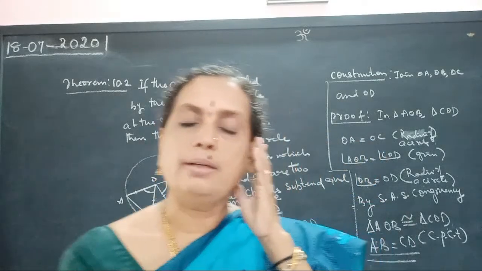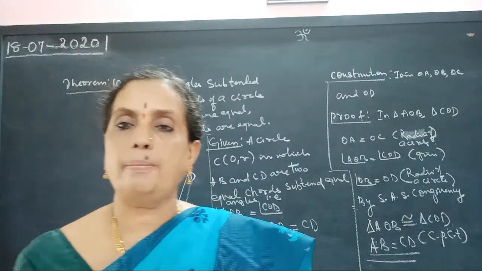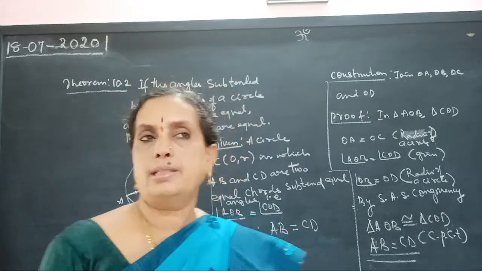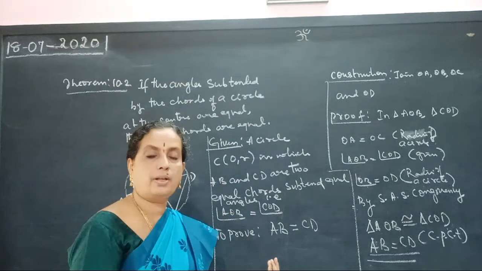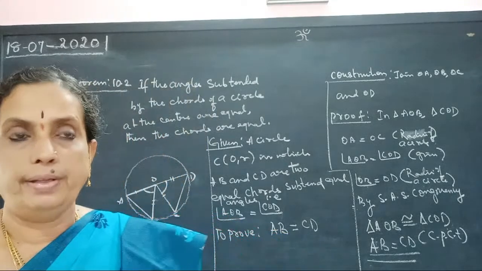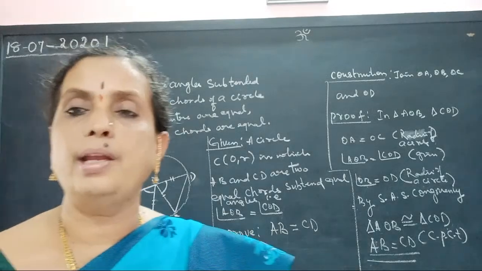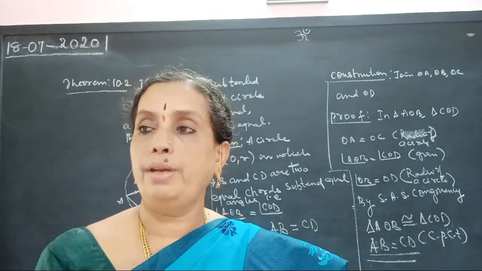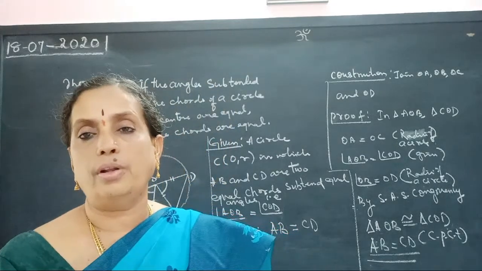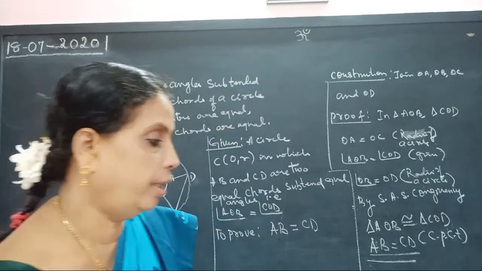How did you prove? When they subtend equal angles, then the chords are equal. When the chords are equal, they subtend equal angles at the center. Converse: when the measures of the chords are equal, they subtend equal angles at the center. When they subtend equal angles at the center, then the chords must be equal in measure. You can verify by drawing circles and measuring the length of the chord and the central angle at the center. You can verify that also. Okay?